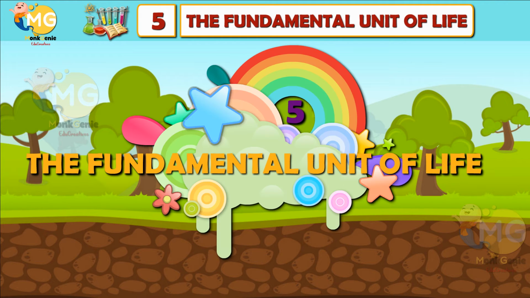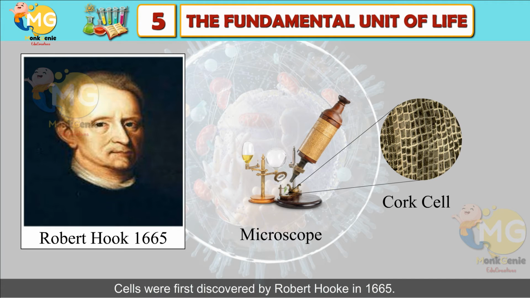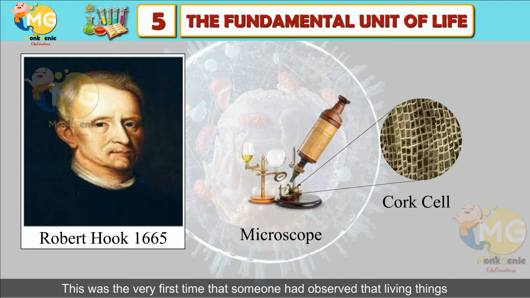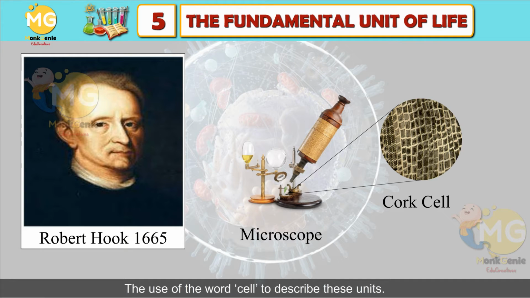Lesson 5. The fundamental unit of life. Cells were first discovered by Robert Hooke in 1665. He observed the cells in a cork slice with the help of a primitive microscope. This was the very first time that someone had observed that living things appear to consist of separate units. The use of the word cell to describe these units.